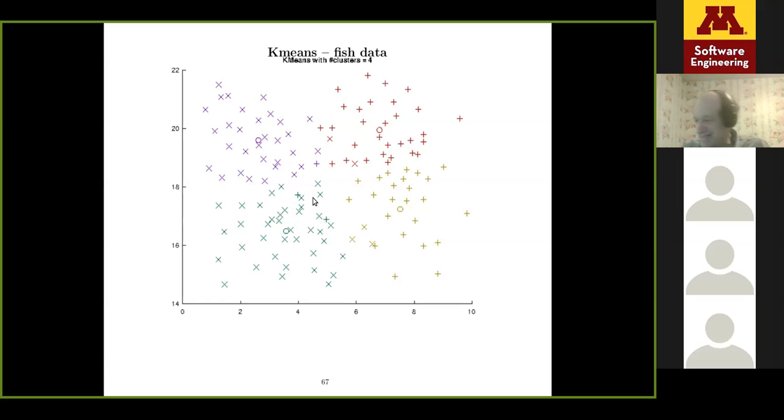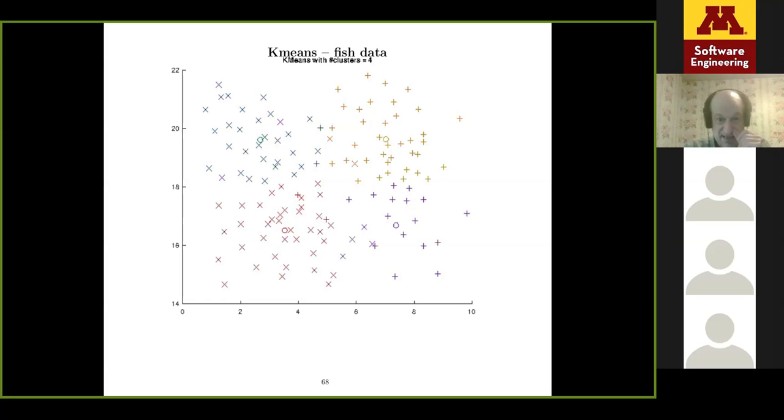In this particular case, I asked for 4, and I get 4 clusters. I get the light tan here, the beige here, the reddish here, purple here, and the green ones here. The circles are the centers of each of these 4 clusters. You notice there are 4 circles. And I can do this again.